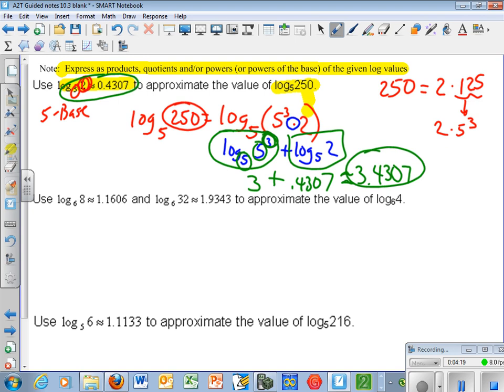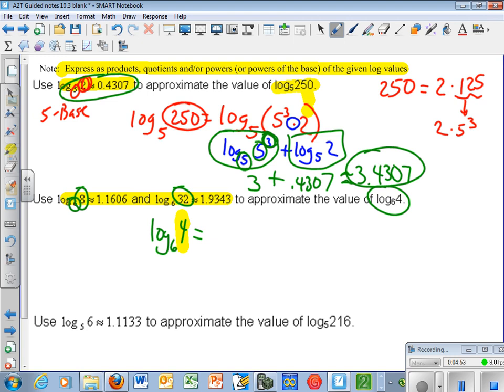Okay? Now, notice on the next one. They give me two approximate logs in base 6: the log of 8 and the log of 32 in base 6, approximately what they're equal to. Here's what we're trying to find. I want the log of 4 in base 6. I want to be able to represent 4 here using 8 and 32, or possibly our base of 6. How can I represent that?